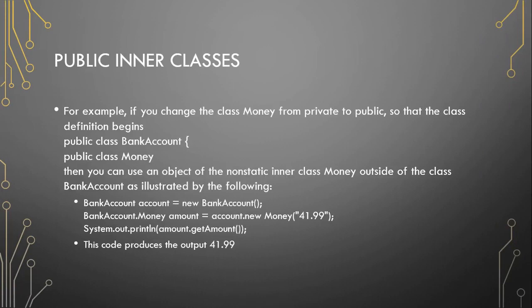So for example, you can change the class Money from private to public, such that the class definition begins public class BankAccount, public class Money. Then you can use an object of the inner class Money outside the class BankAccount as illustrated with the following. BankAccount account = new BankAccount(); BankAccount.Money amount = account.new Money("41.99"); System.out.println(amount.getAmount()); and of course the code will produce the output of 41.99.